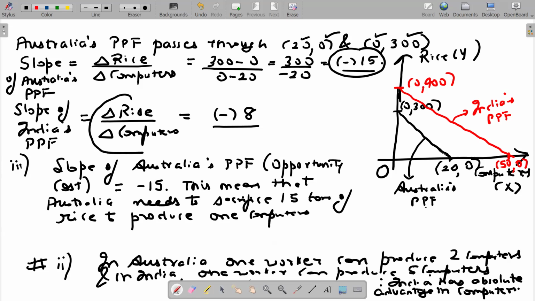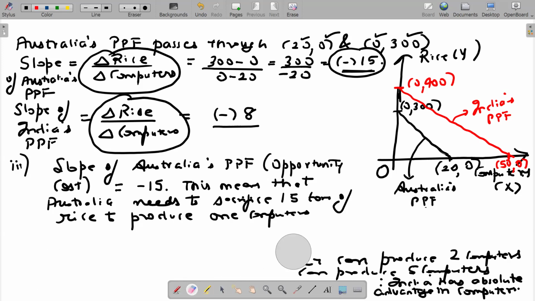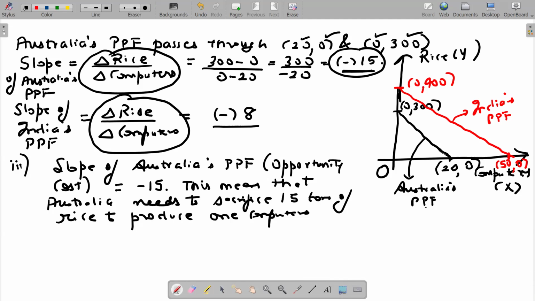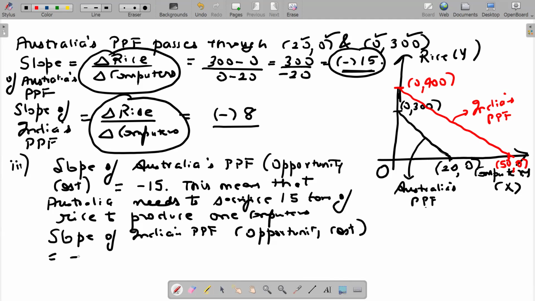Remember, it's change in rice over change in computers. So when change in rice over change in computers is minus 15, it means Australia has to sacrifice 15 tons of rice to produce one computer. And similarly, if I talk about India, I can write that the slope of India's production possibility frontier, which is nothing but the opportunity cost, is minus 8.